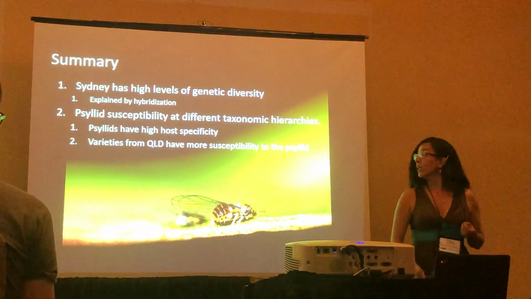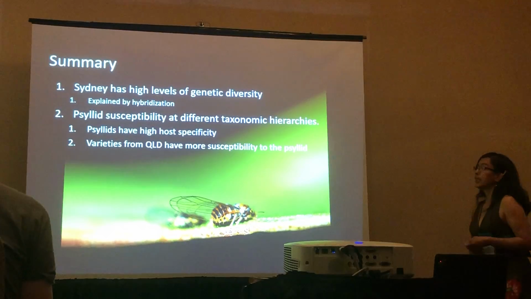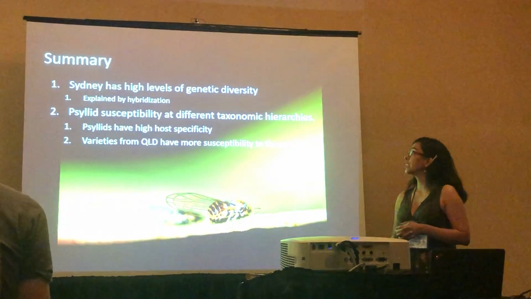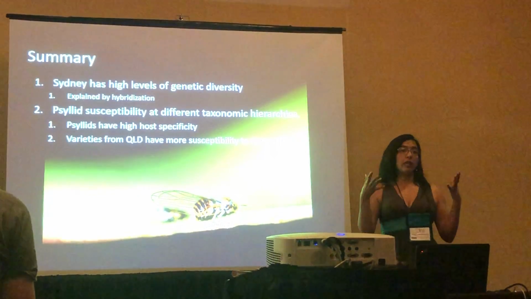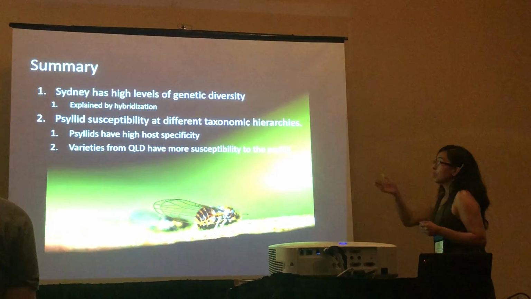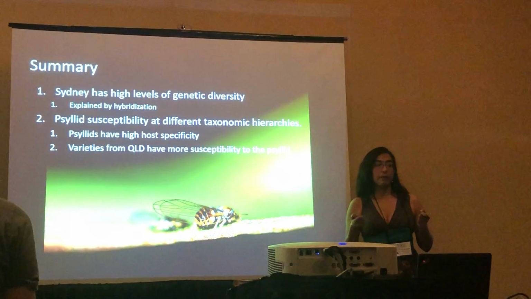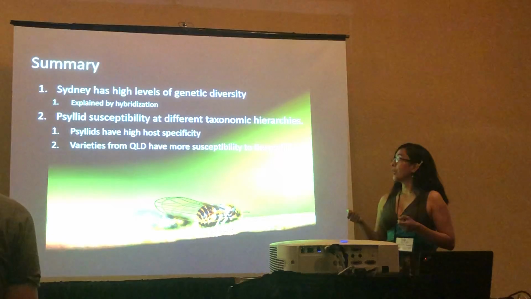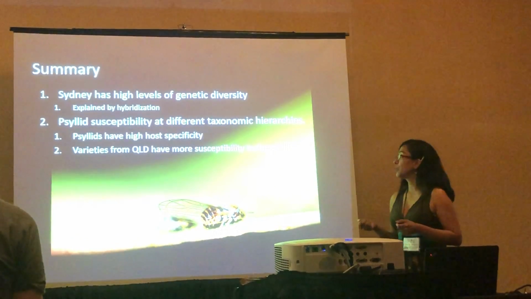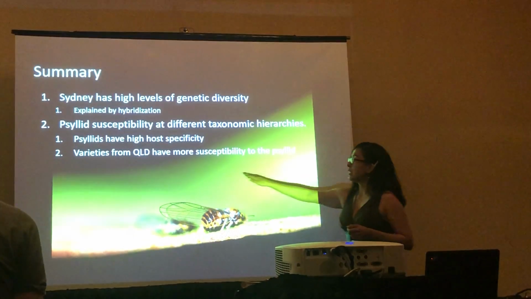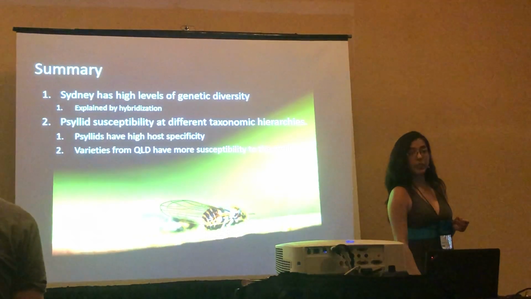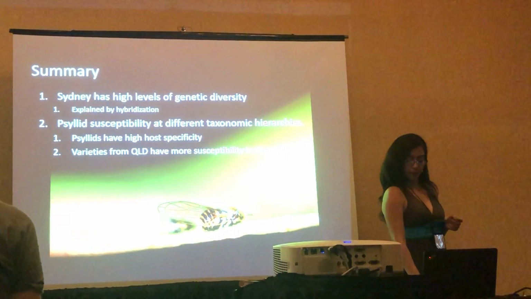I think this is my last slide. So just to summarize, I have mentioned that Sydney has high levels of genetic diversity, but we need to look under the lens of hybridization to explain that. Also that the susceptibility was very high in moluccana, but there were also potential hybrids that were susceptible to the psyllid, and the varieties in the north are more susceptible, which again might be a challenge for those populations.